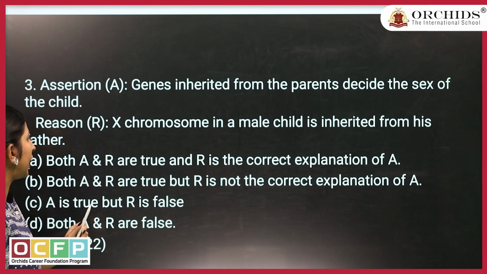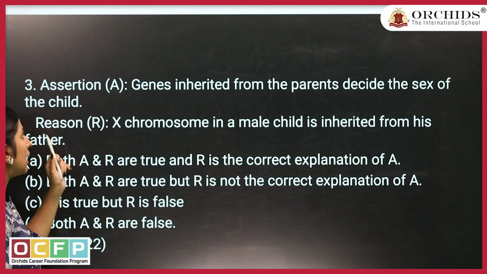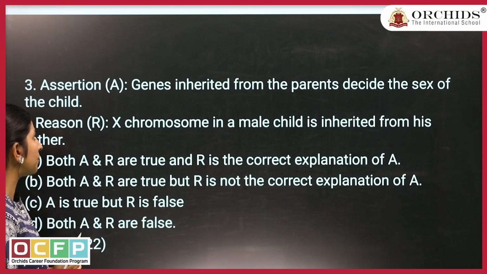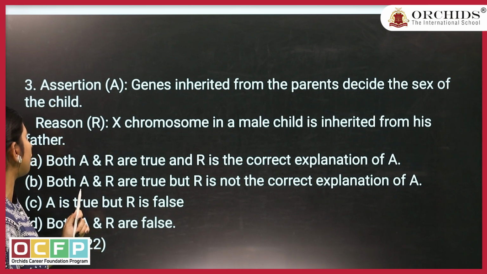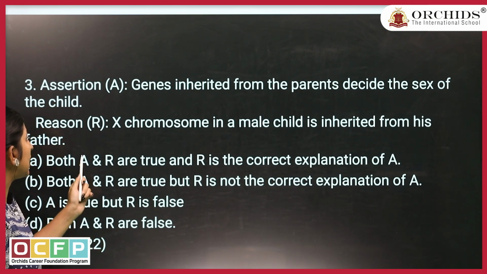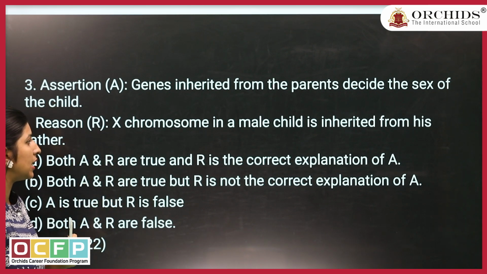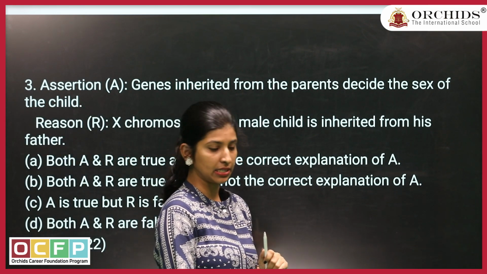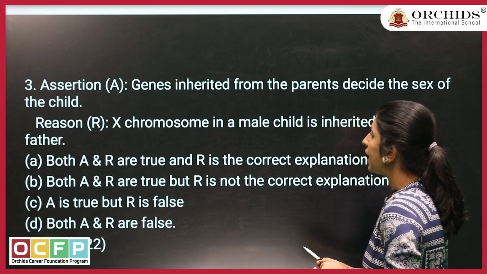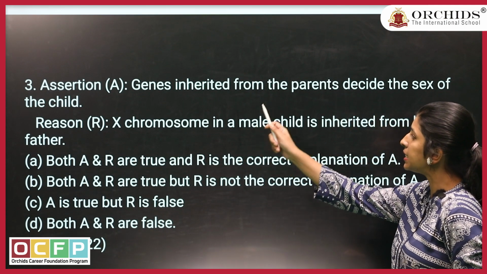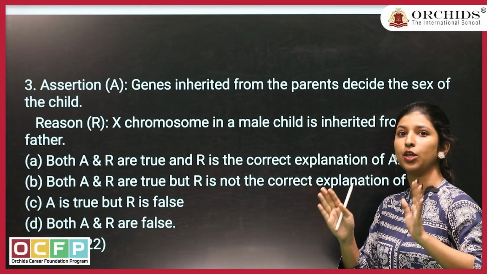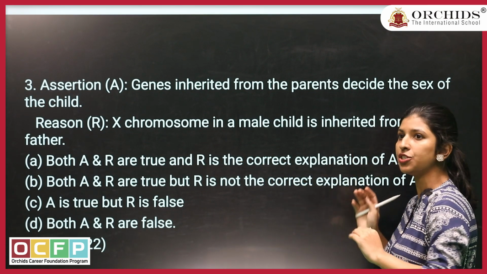So now we have to find out whether A and R are correct or wrong, and we have to analyze the assertion and the reason. The assertion given is: genes inherited from the parents decide the sex of the child, and the reason is: the X chromosome in a male child is inherited from his father. This is actually a confusing question. Again, you may feel like the assertion is right. Genes inherited from the parents decide the sex of the child. Once you hear it, you may feel like, yeah, this assertion is right.